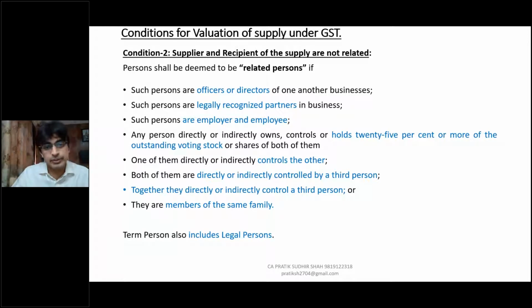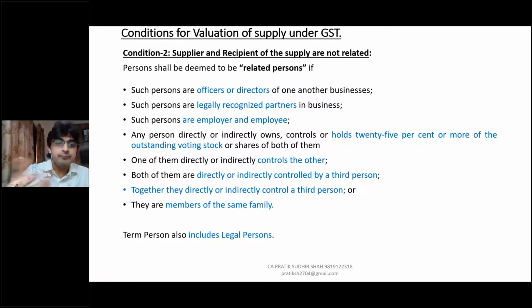In company A and company B, both are controlled by the same person, or such persons are legally recognized partners in the business. Third, officers are employer and employee. They are also considered to be related. Next is any person holding 25% or more of the voting rights. So these are all the categories when the supplier and recipient are said to be related.